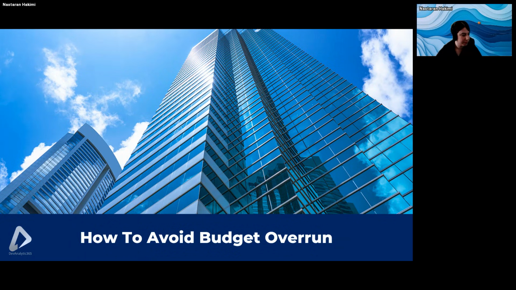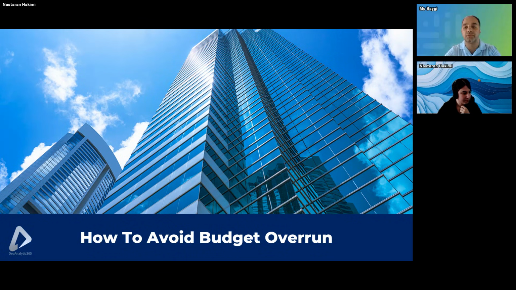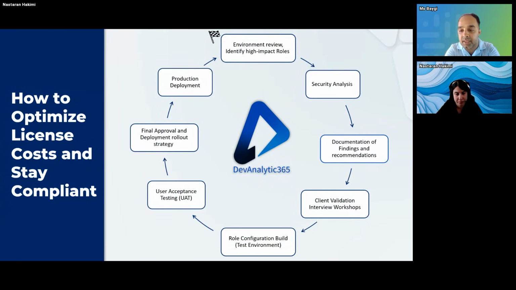Thank you, Nastaran. So yeah, we talked about how to stay compliant if you are willing to accept the overage and costs. There are simple ways to do that. But everyone wants to stay compliant, but at the same time, they want to make sure they are not having budget overruns. So what we have done for many of our customers in the past year, since Microsoft announced the new rule for licensing, is that we have helped them stay compliant.